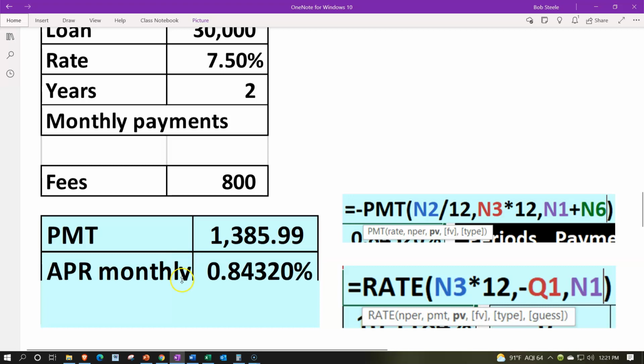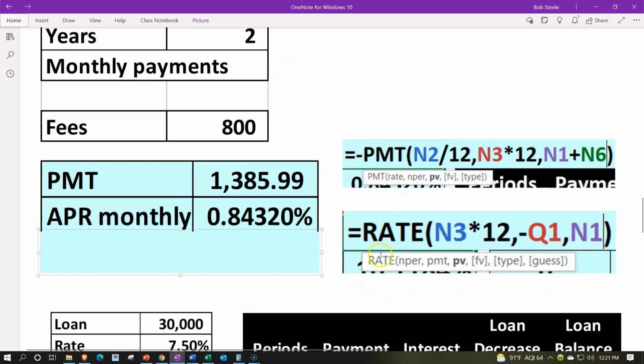$1,385.99. If we then take a look and say, well, what would the rate then be at the APR? We got that one twist here. Remember this, we're going to do the rate, but there's a twist. So we're not going to get to the 7.5 because we're going to apply the twist involved. So we're going to say this equals the rate, and then the number of periods. Number of periods would be 2 times 12, comma, the payment is going to be the payment we just calculated. And then we have the present value. Notice the payment has to be negative too.